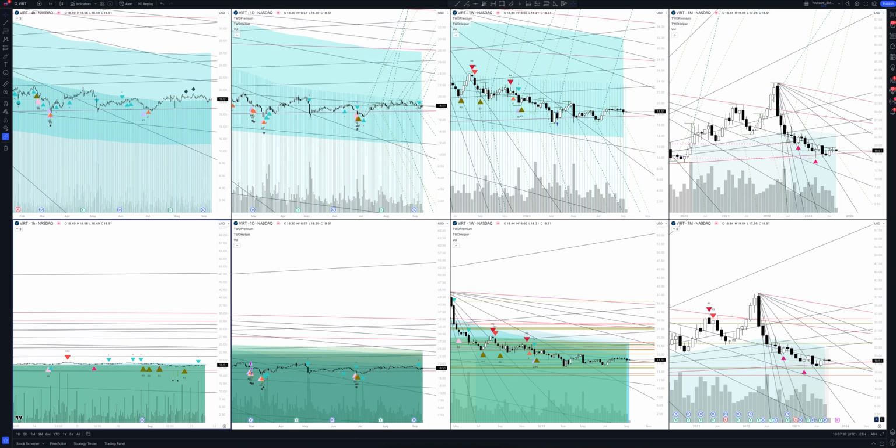Today we will take a look at Virtu Financial Inc. stock. Let's analyze the market situation and find out how you can make money on it. Let's start.